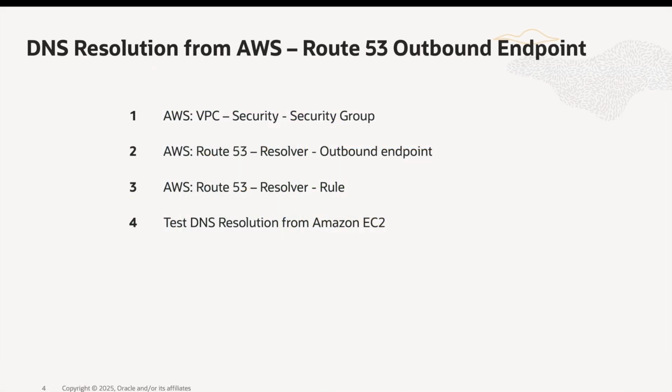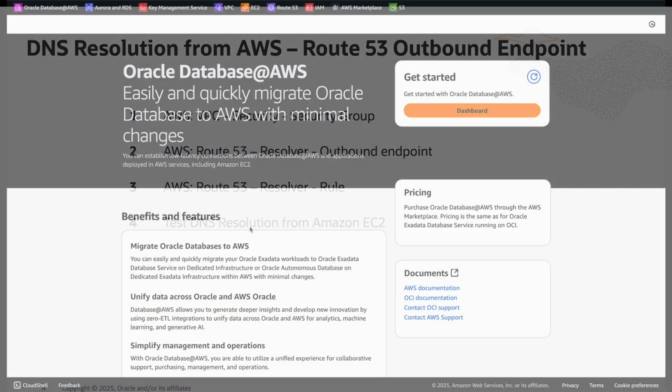Here you can see a summary of the steps that we will configure from the AWS console, starting from creating a security group from the Amazon VPC dashboard, then configuring an outbound endpoint from the Route 53 dashboard with an associated resolver rule, and finally testing the DNS resolution for a virtual machine fully qualified name belonging to an Oracle Database AWS ExaDB VM cluster.